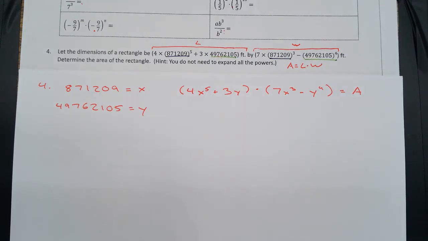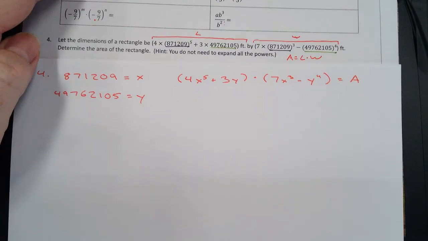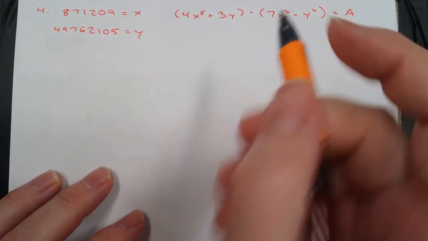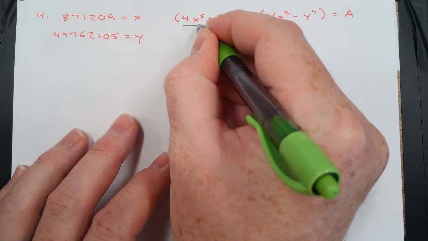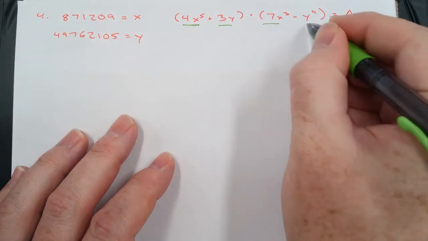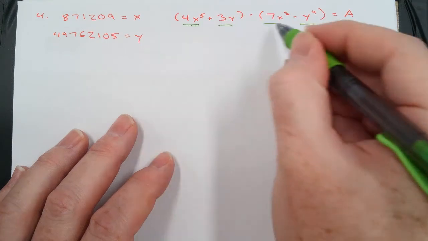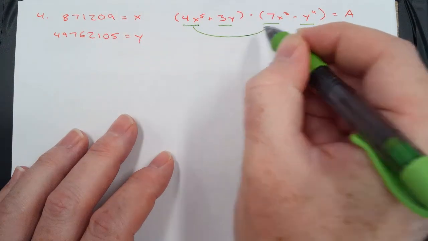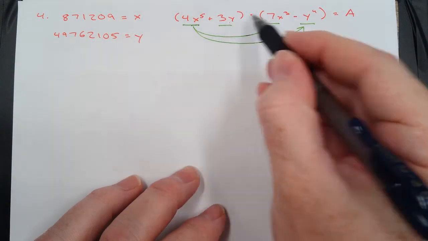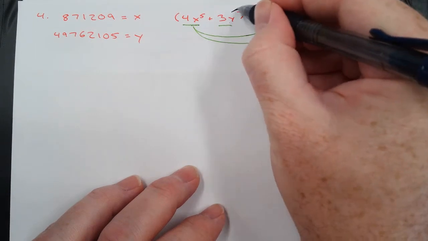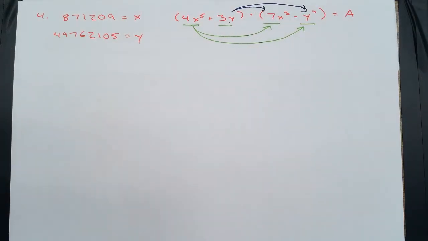Now we did practice this yesterday. I hope you remember that everything needs to be passed to everything else. So what we're going to do is, remember, we have 4 pieces. This number gets passed to everything inside the other parentheses. So it gets passed to that one, and it gets passed to that one. And the 3y also gets passed to both. So you have to do 4 multiplications. You follow the 4 arrows.